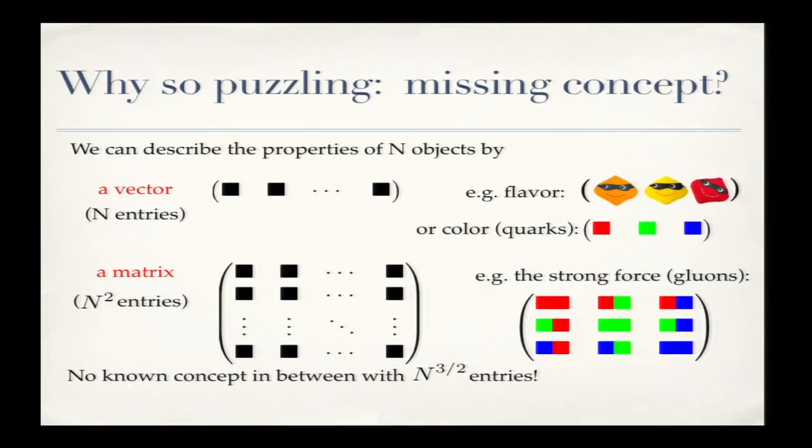But I told you before that the number of kinds of particles for this stack of membranes is n to the 3 halves. So it's got to be something in between a vector and a matrix. And I bet you haven't heard of anything in between that has n to the 3 halves entries. And I should say that if we can find such an object, this would really improve our lives. I mean, in our day-to-day lives, we're used to making lists and tables. What if there's another concept out there that we've been missing out on that has n to the 3 halves entries?